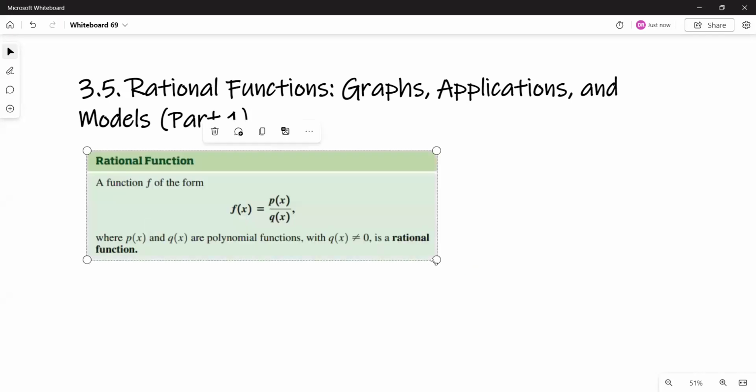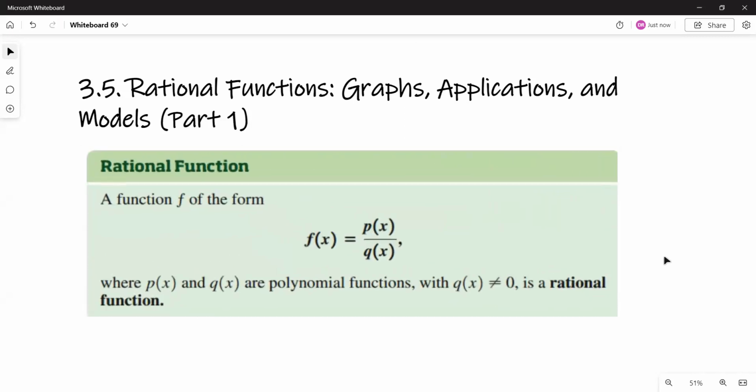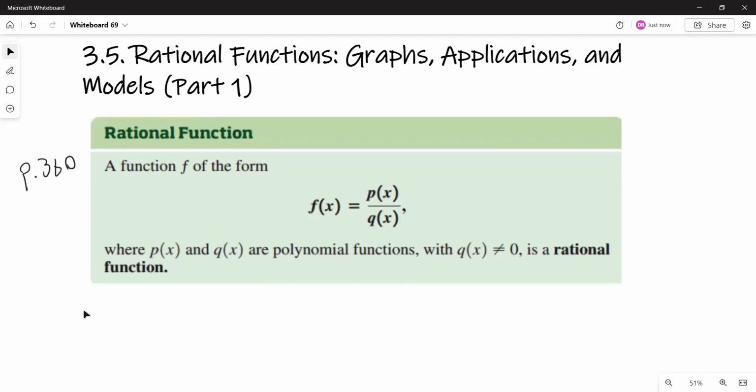So a rational function will be the quotient of 2 polynomials. A function of the form f of x equals p of x over q of x, where p and q are polynomial functions, and q is not a zero polynomial, is a rational function. Okay, so examples. The following are examples of rational functions.